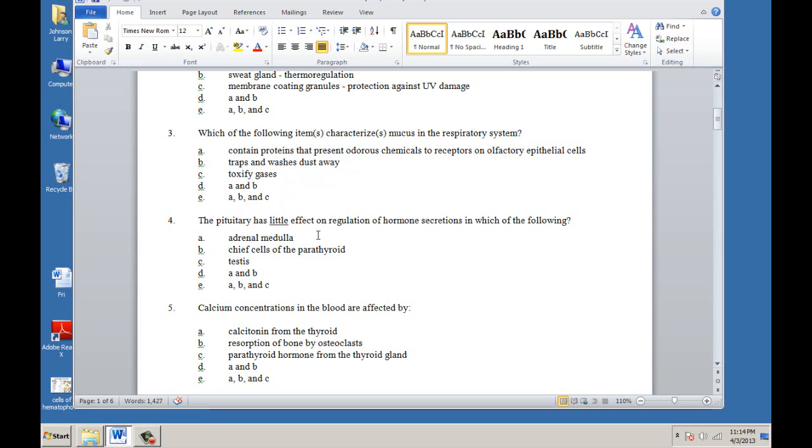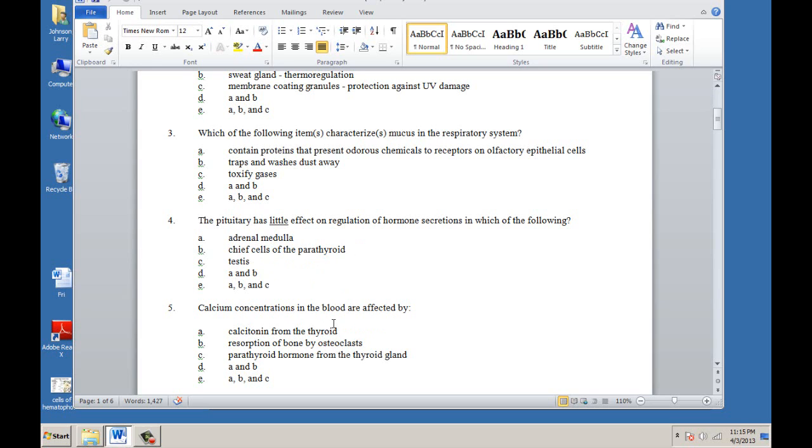The pituitary has little effect on regulation of hormone secretion in which of the following? Adrenal medulla? Yes, has little effect. That's true. Chief cells in the parathyroid? True, little effect. The testis? A lot of effect. So the answer is D, A and B.